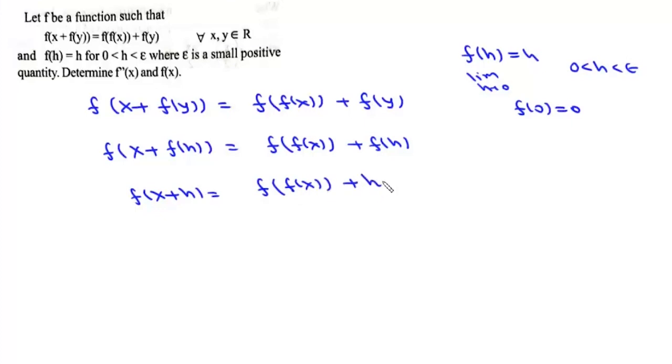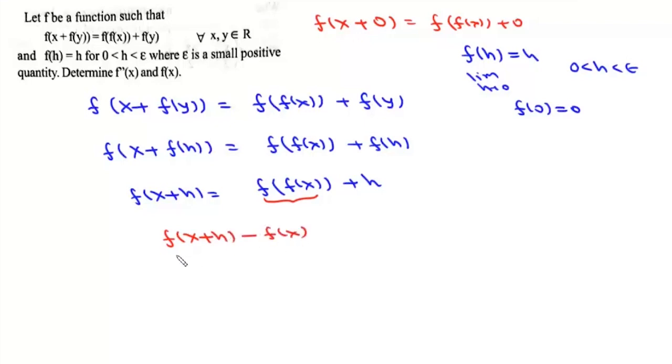Now in this, if we put y as 0, we can write f(x) plus f(0), which is 0, that is equal to f(f(x) plus f(0)), which again is 0. So we can write f(x) as f(f(x)). So this f(f(x)) is actually f(x). So we can write f(x) plus h minus f(x), and we'll divide everything with h. Then this is equal to 1, and we'll take this limit h tends to 0. Now this is nothing but f'(x). So we'll get f'(x) equals 1.